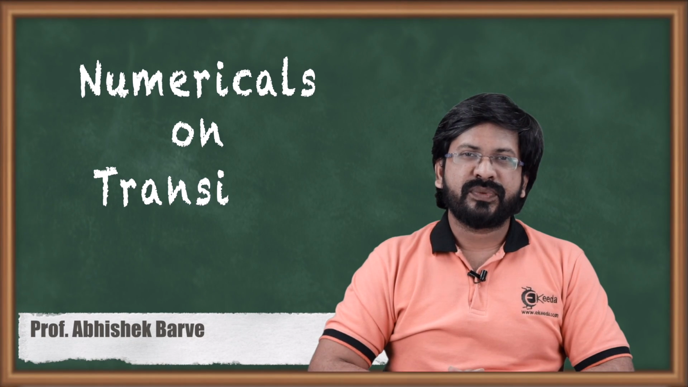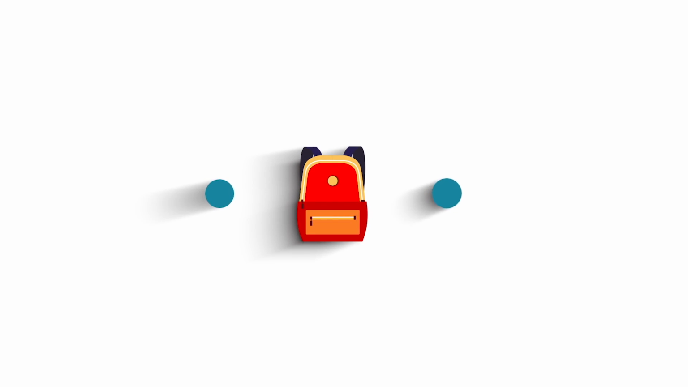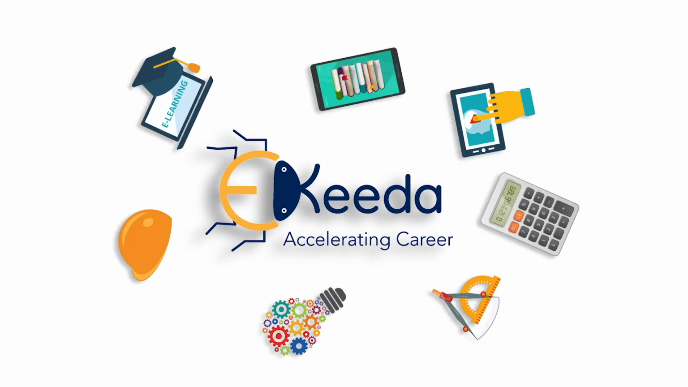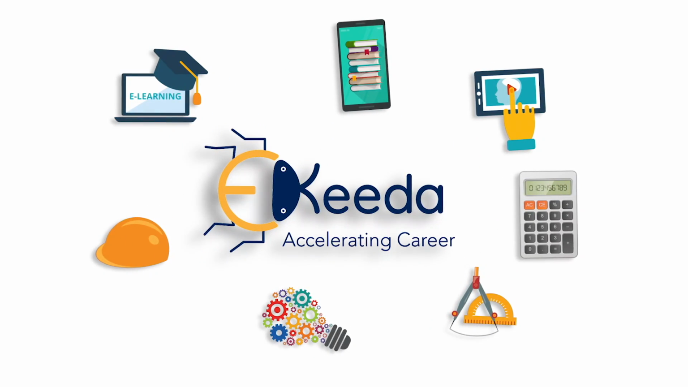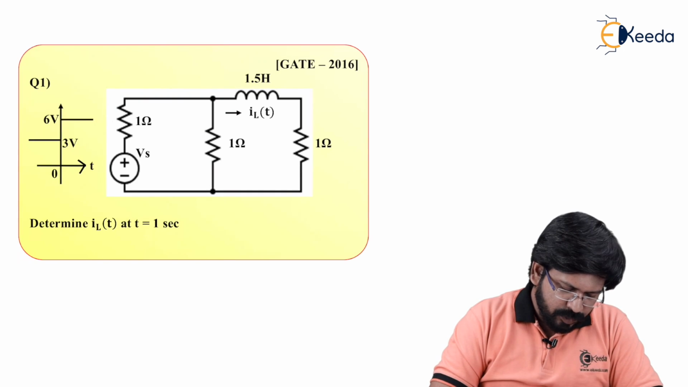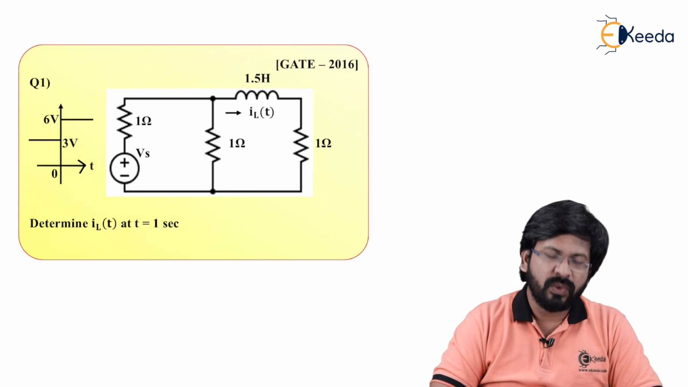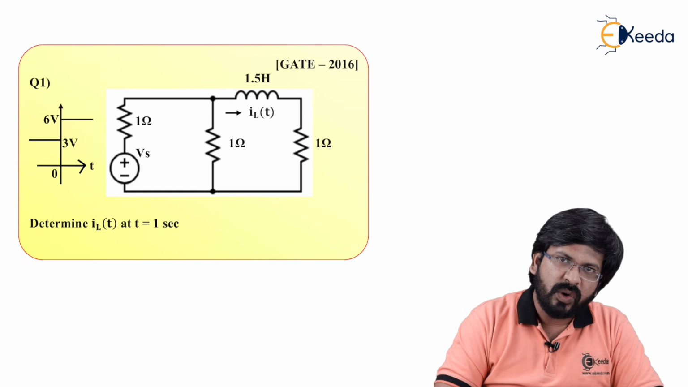Hello friends, in this video we will be having more problems on transient analysis. Question number 1 is now appeared on your screen. In this problem, you have to determine IL of t at t equal to 1 second. As you can notice, IL of t is nothing but current flowing through the inductor. So let's begin how to go with this problem.